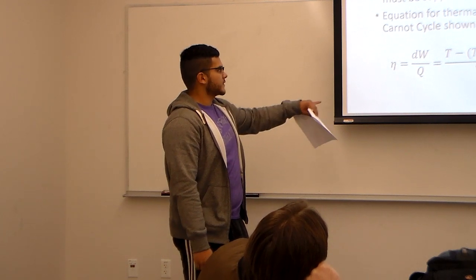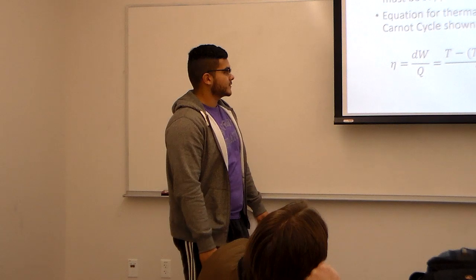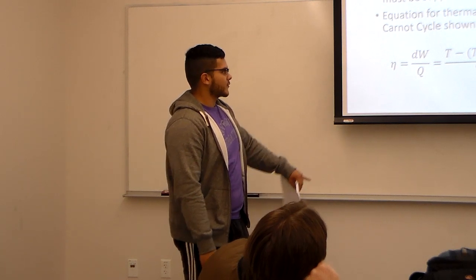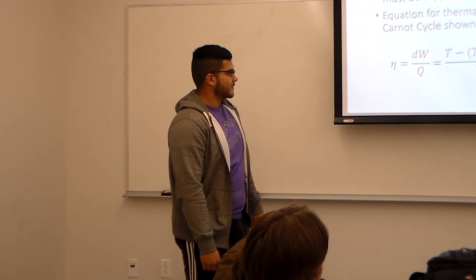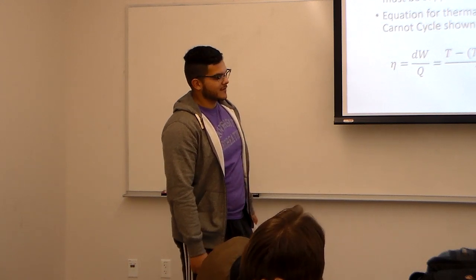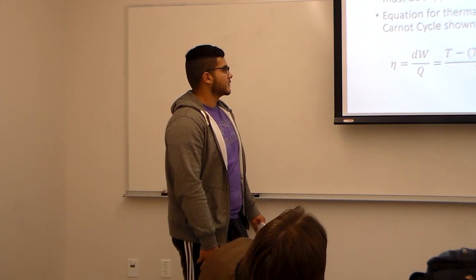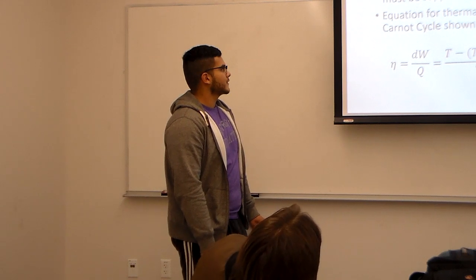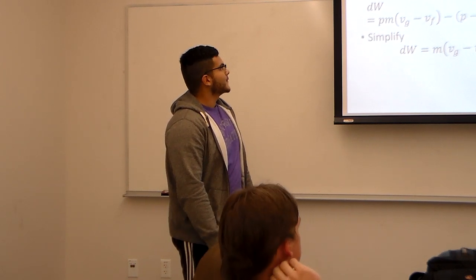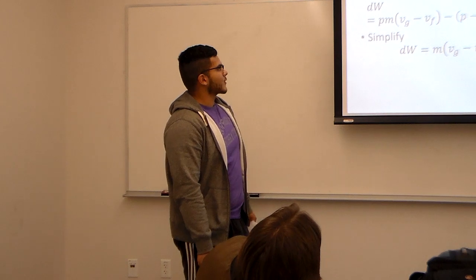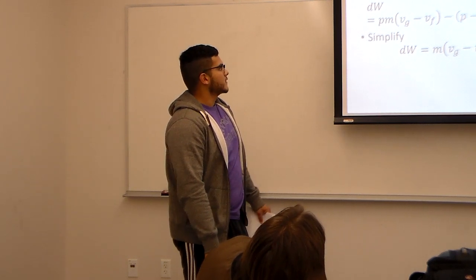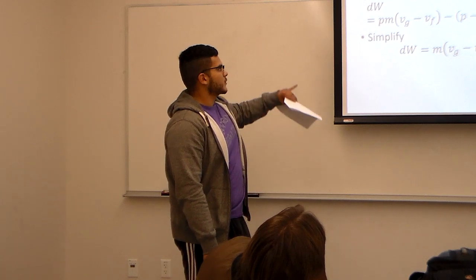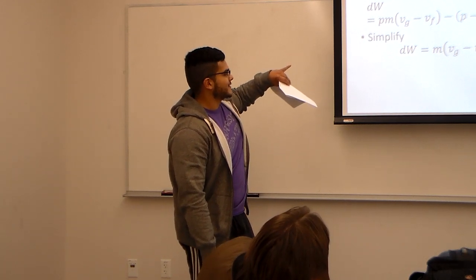The equation for thermodynamic efficiency for a Carnot cycle can be shown. So you have work over heat, which gives you dT over T, which we use later. So the change in work is the difference between AB and CD. So you plug that in.